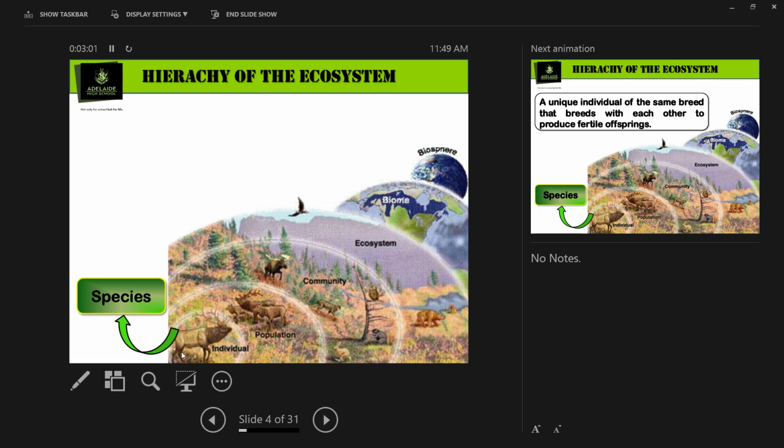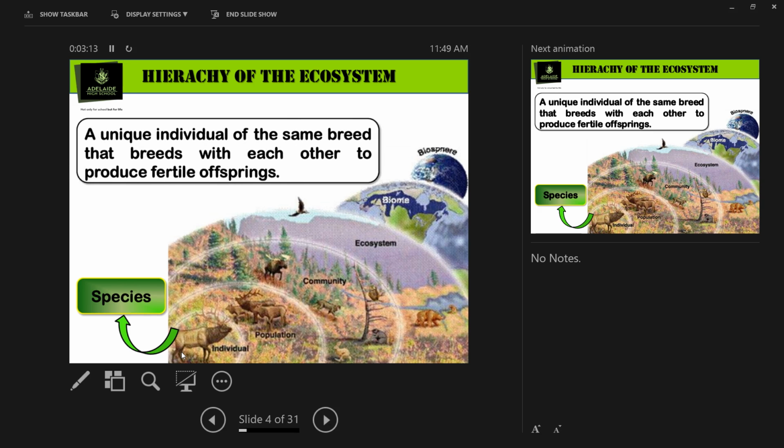Later on, within the habitat, you have a species. Aha! Let's have a look at the moose here. You can call it a species, you can call it an individual. That's fine. Because let's have a look what a definition of a species would be. A unique individual of the same breed that breeds with each other, producing fertile offspring, which makes sense.